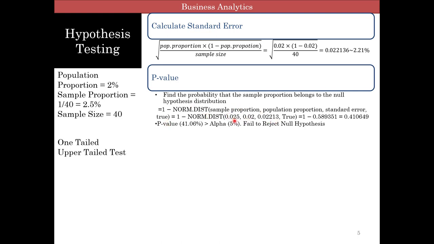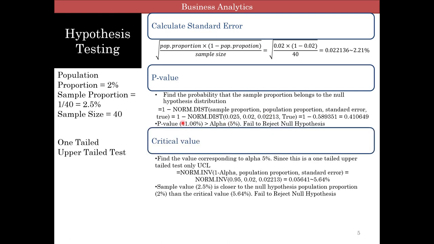Here, you're going to put in 0.025. I want people to understand and be clear that this 0.025 has nothing to do with alpha. This is your sample proportion and it comes here. Your population proportion comes here. Your standard error comes here, and that gives you 0.5893. 1 minus that gives you 0.4106. So the p-value is 41.06%, which is a lot greater than alpha, and you fail to reject the null hypothesis.